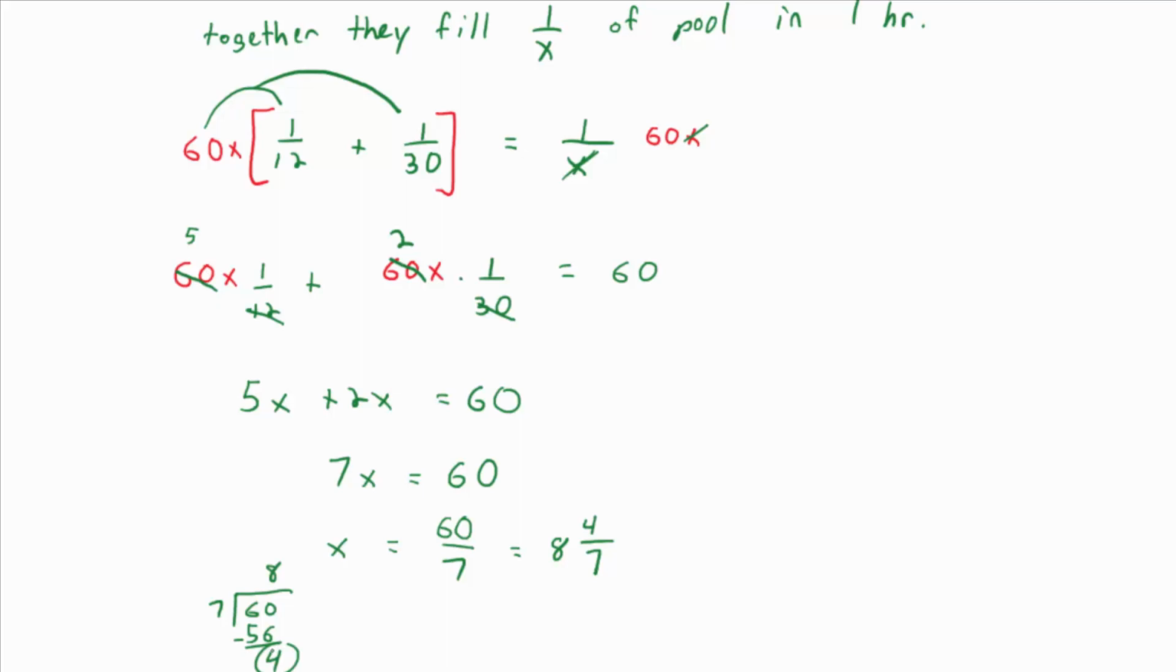Now what are the units here? Hours. So could you summarize this if you had to? What would the summary be? Yeah, working together, the pipes finish filling the pool in 8 and 4 sevenths hours, right? So there you go.